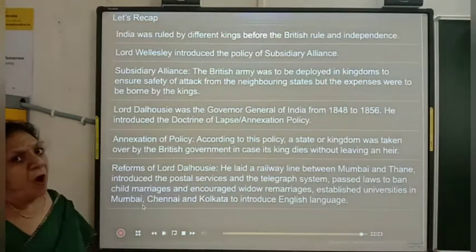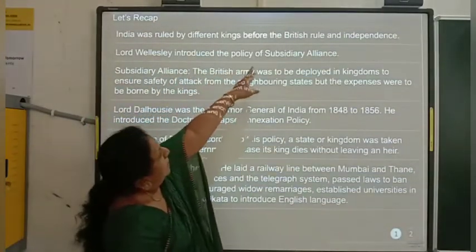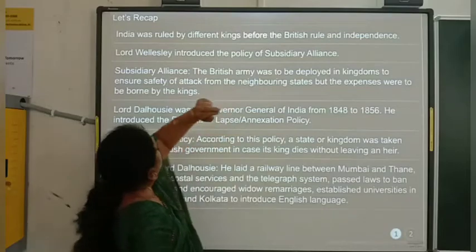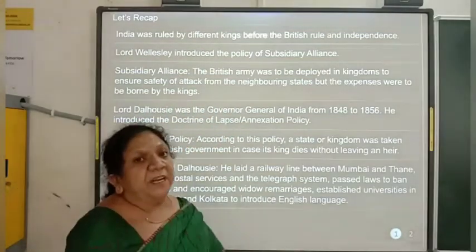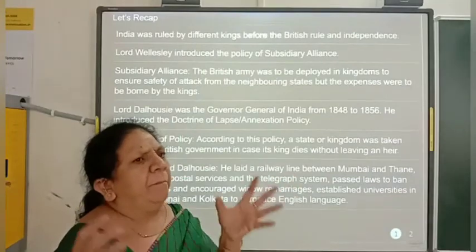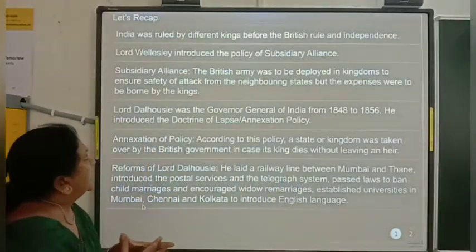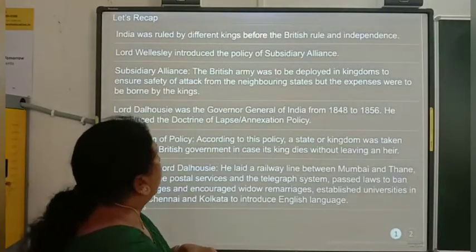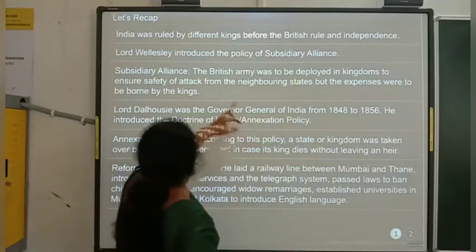See now, point by point we can see that India was ruled by different kings before the British rule and independence. Before the British, there were all different parts. Some were even in the states also. Some parts of the village were ruled by another king. Lord Wellesley introduced the policy of subsidiary alliance.